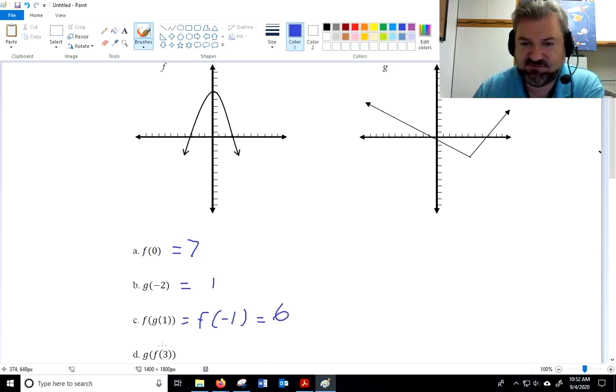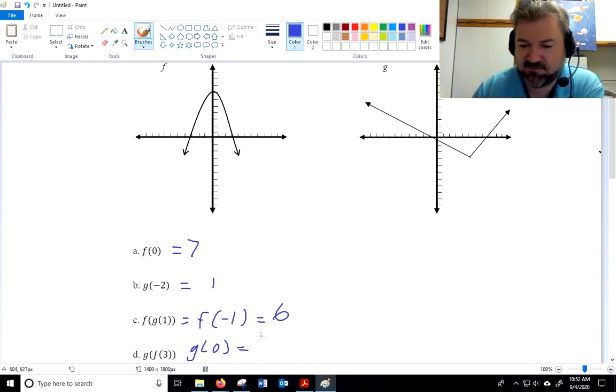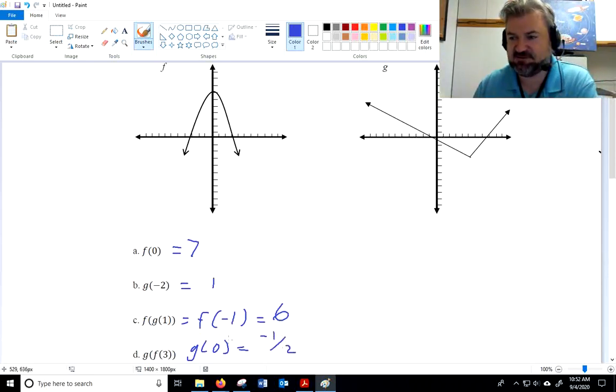What about g of f of 3? Well, f of 3, 1, 2, 3 is 0. So this is really g of 0. And I told you to round to the nearest whole number, and so maybe you rounded that one, but I will actually say that's just negative a half. I think that's what that is. Okay, so that's graphs and tables with function composition. All right, I have another example to share with you.